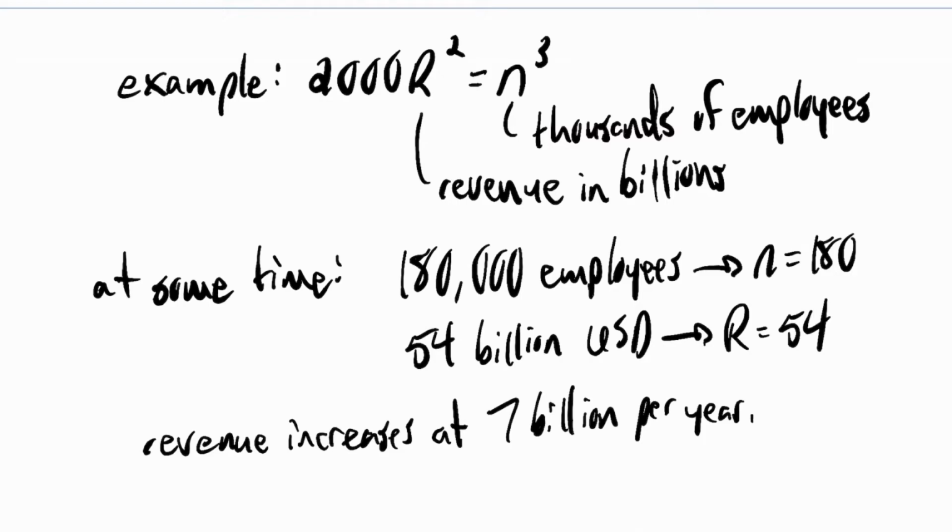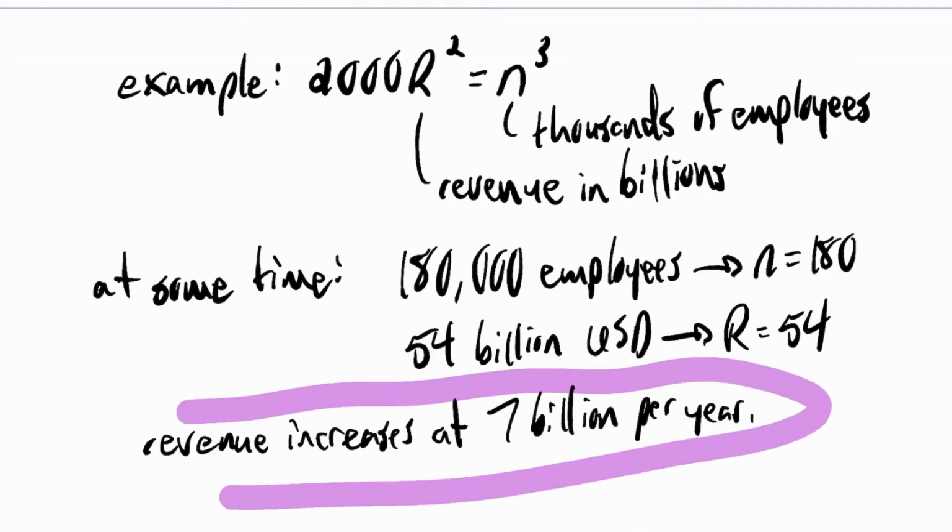Okay. Now this last one is maybe the harder one. What is it that is 7 billion? Well, this is revenue increasing $7 billion per year. So something is 7, right? If you think about it, maybe pause the video and think about it. This is the rate of change in the revenue as a function of time. So this is dr/dt.